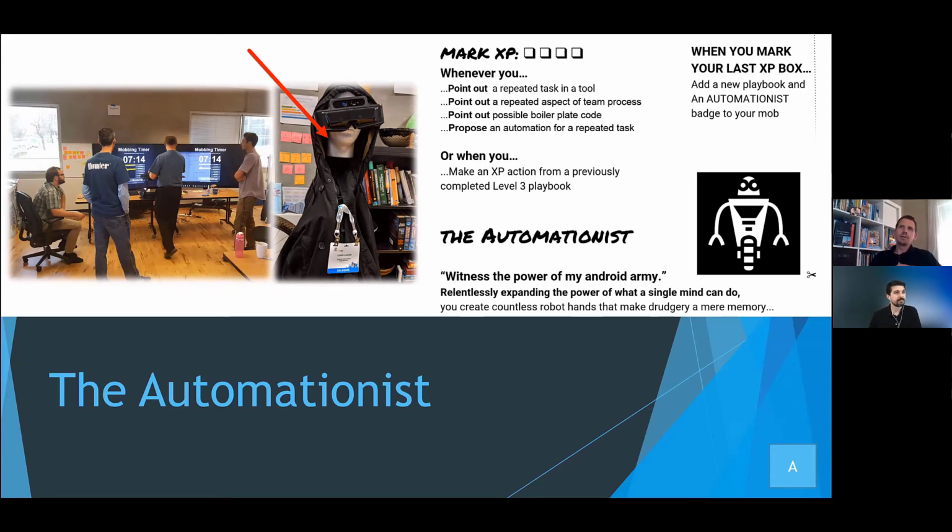And so when they were being asked for more websites, they, as a mob, figured out how to automate them. Basically they could generate a website almost instantaneously. There are a couple of stories of people being blown away: they come in with an idea, and either that day or shortly after, the new website was generated via automation and was in production immediately. If you're taking on this role, you can point out a repeated task in a tool and a team process, point out boilerplate code, and propose an automation.